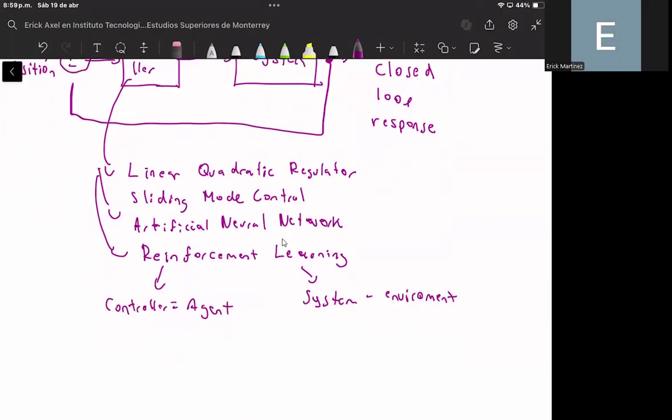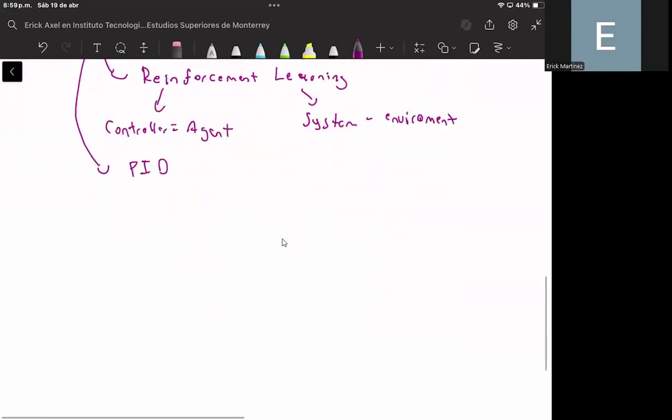But regardless of all these types of controllers that exist in the literature, the most popular one and also the most effective one is the PID controller. The PID controller stands for proportional, integral, and derivative controller. It is widely used in industry, and the reason for that is that it's very simple to use.